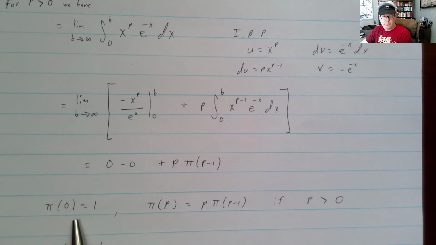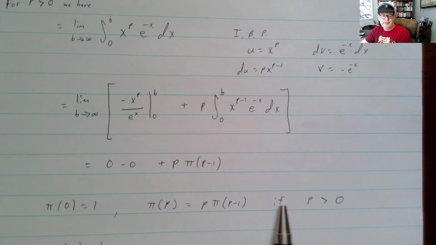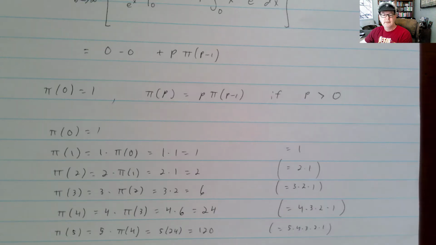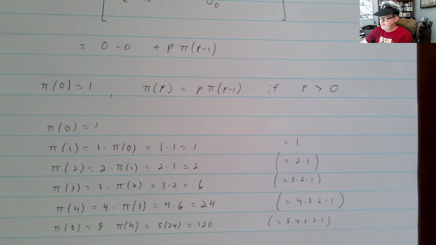and this defines the factorial. 0 factorial is 1, n factorial is n times n minus 1 factorial for n greater than or equal to 1. But now I'm going to loosen the restriction that it has to be an integer and just say it's true for real numbers. So pi of 0 is 1, and then pi of p is p times pi of p minus 1 for p greater than 0.